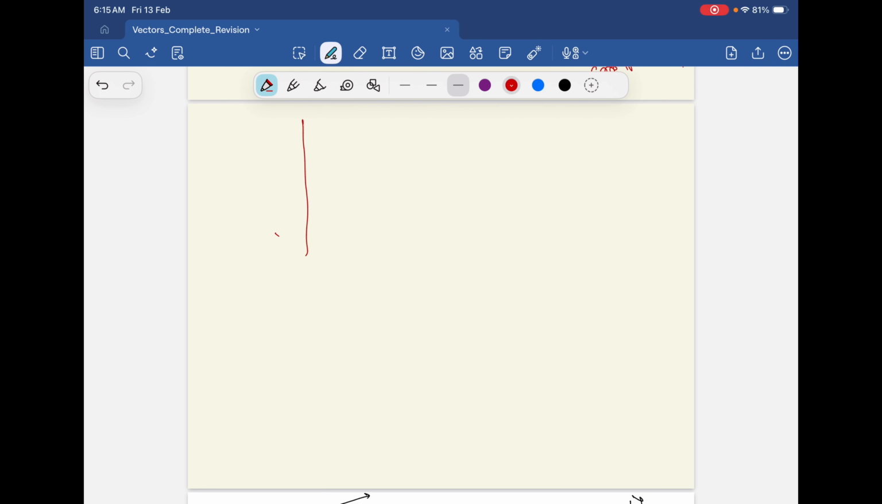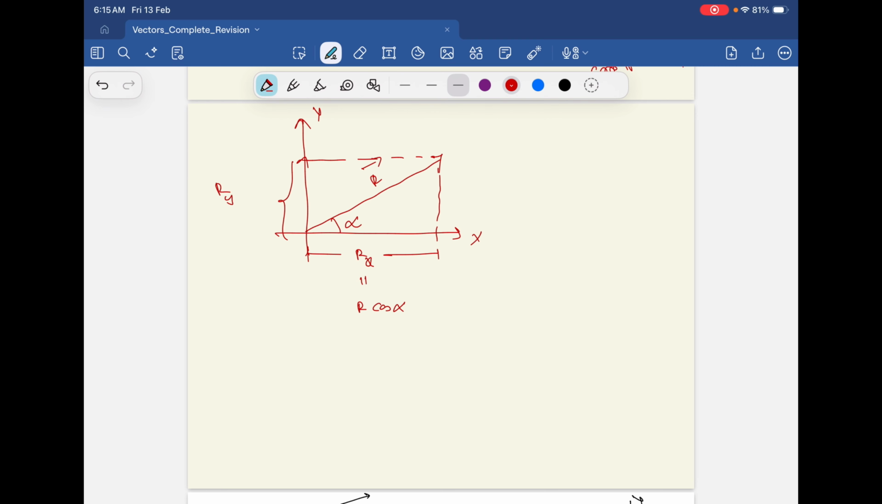If the vector is lying in a plane, they are called coplanar vectors. Okay, vectors lying in the plane. Same a bar or r bar, as you wish, student. This is x, this is y. If this angle is alpha, and I draw a perpendicular, this intercepting length is the x component. So rx becomes how much? r cos alpha. If I draw a perpendicular, this becomes ry.